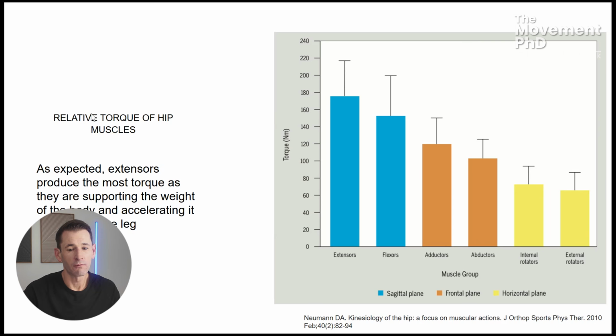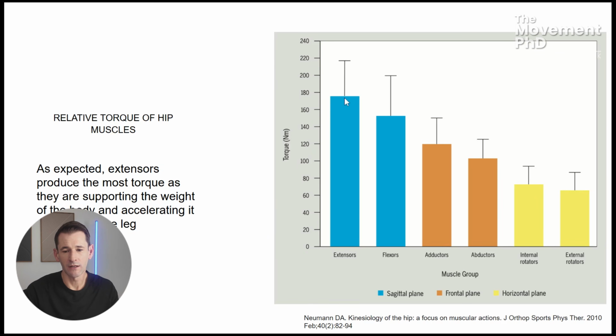Let's end with a review of the relative torque of the hip muscles and what that means for function. I don't expect you to memorize or know the absolute torque for any of these groups of muscles. Really, I want you to appreciate the relative torque when looking across them. And not only that, why? Why do the extensors have the greatest amount of torque? It's because they're the most anti-gravity muscles in the lower extremity.